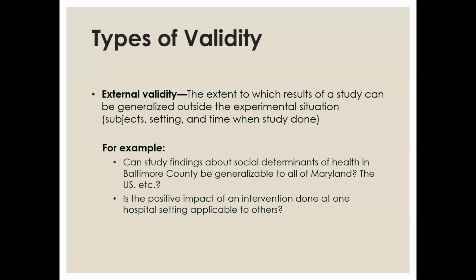Right. So let's say you did a study about social determinants of health in Baltimore County. Can you generalize it to Maryland, to the US? How can you extend that study without overreaching? You have to make sure that the population you're generalizing back to resembles the sample that you tested. Think about that. So internal validity is the structure, or the completeness, of your study.